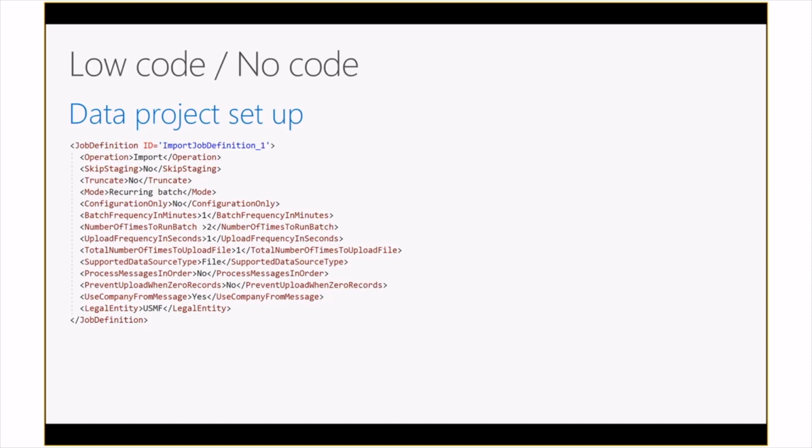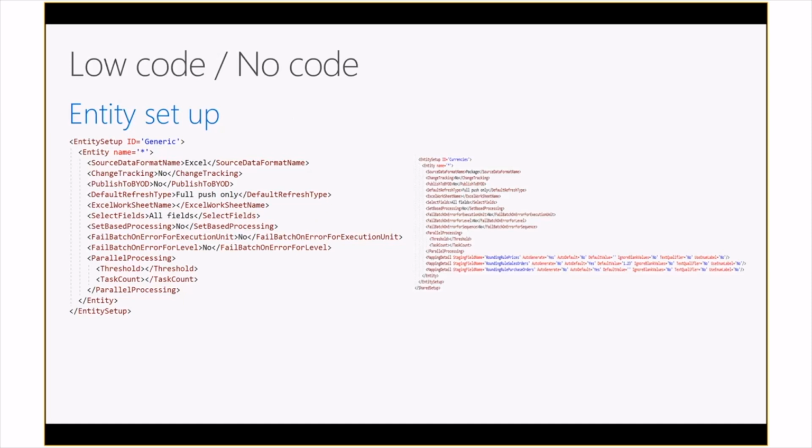So the next piece is the entity setup itself. On similar lines that we have seen so far, all the entity behavior is also defined as elements here. What format, whether change tracking should be set to yes or no. Should this be published to your bring your own database if you have those scenarios? All the other aspects of the entity behavior can be defined here, including the parallel processing settings.